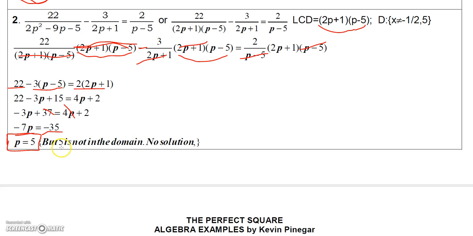But 5 is not in the domain. Remember, one of our denominators has a factor of p minus 5, and if p was 5, then that would give us a 0 in the denominator. Actually, it would give us a 0 in the denominator of both this fraction and this fraction. So p equals 5 is not in the domain, and since that's the only possible answer, we have to say that this problem has no solution.